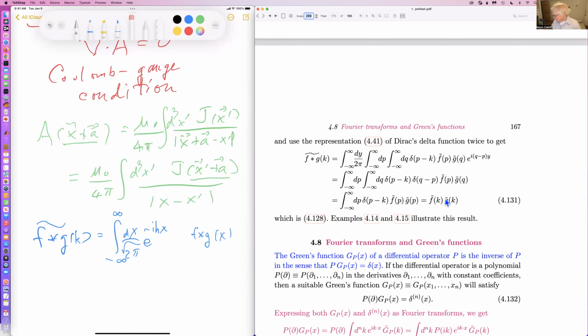So that tells us that convolutions are very nice because they not only respect translation invariance, but they also behave simply under Fourier transformation. And it also means that Fourier transforms are even more useful than we thought because they relate so neatly to convolutions.